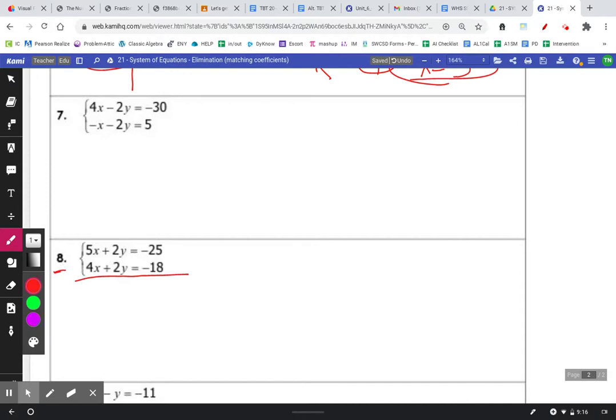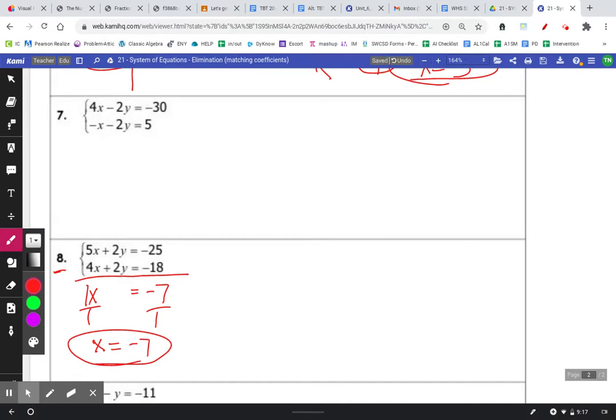So let's go ahead and run through this. I have 5x minus 4x, which is just 1x. 2y minus 2y is 0, so I've got nothing left there. I'm going to bring my equal sign down. And then negative 25 minus negative 18 looks like it's going to be negative 7. Dividing by 1 really doesn't do much. 1x is the same thing as just x. x equals negative 7.